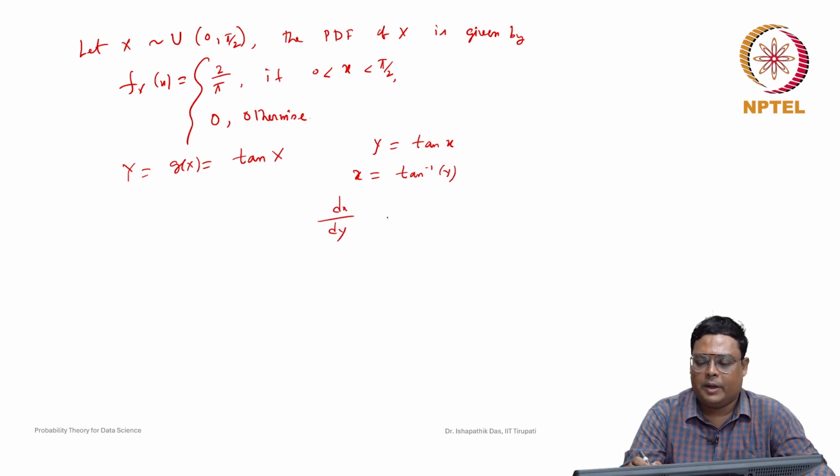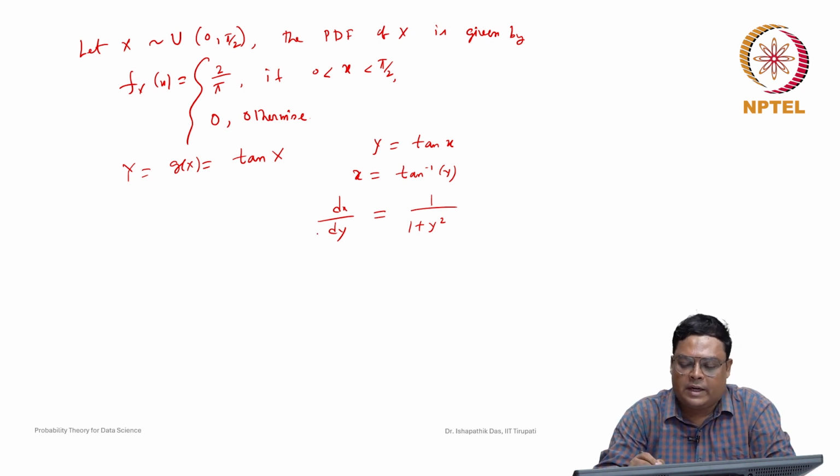So, dx/dy will be 1 by 1 plus y square. We know that the derivative of tan inverse y is 1 by 1 plus y square, and this is always greater than 0 for any value of y.